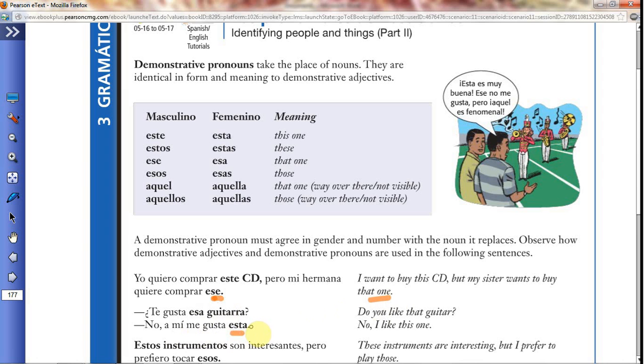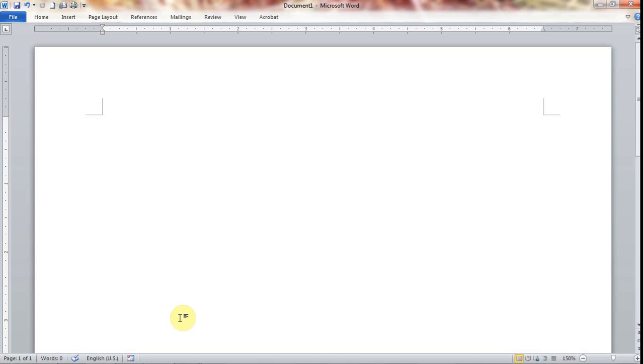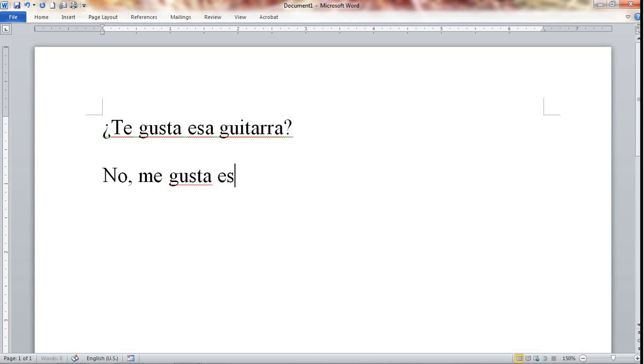And let me verify that you know what's being left out. Let's look at this example. Okay. ¿Te gusta esa guitarra? No, me gusta esta. Okay. ¿Te gusta esa guitarra? Do you like that guitar? No, I like this one.